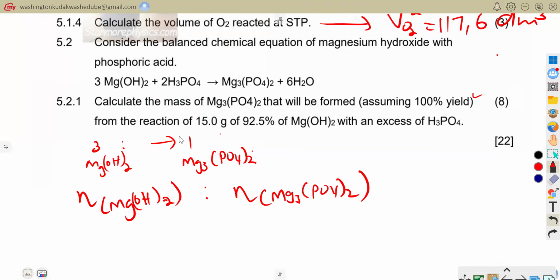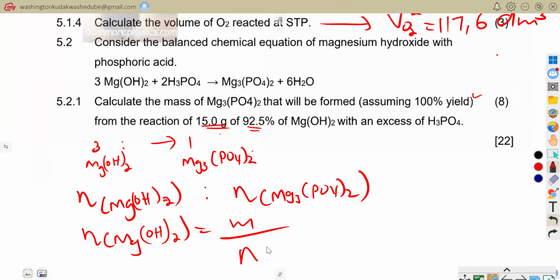We'll look at this later. From the reaction of 15 grams of 92.5%. So we need to find the number of moles of magnesium hydroxide first. That is equal to the mass over the molar mass. Now the molar mass would be for magnesium hydroxide. So you see that the mass is 92.5% of 15 grams.